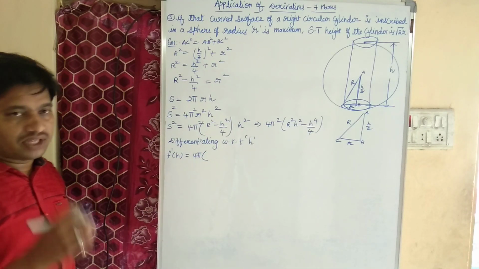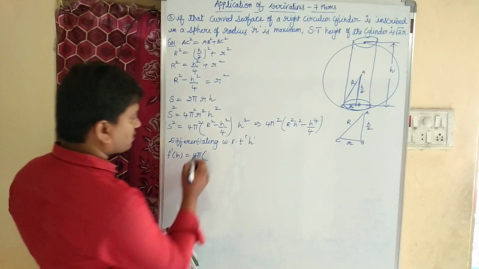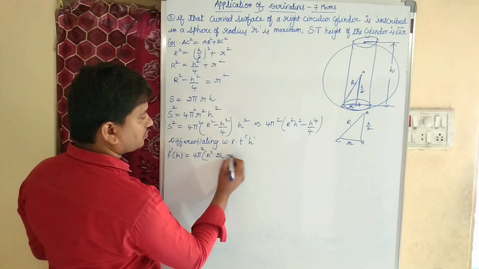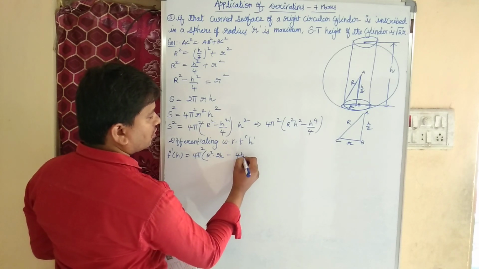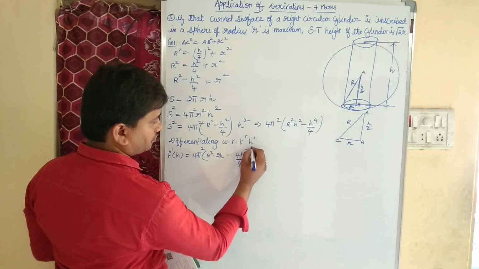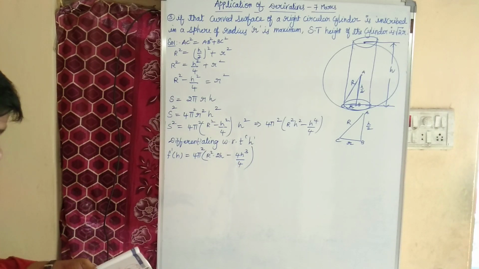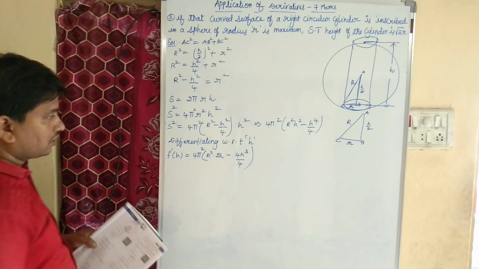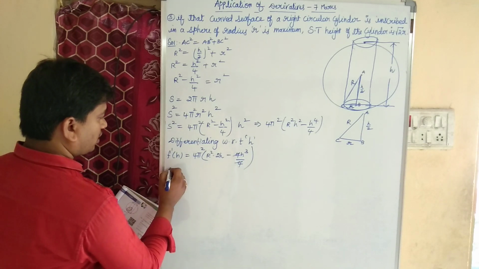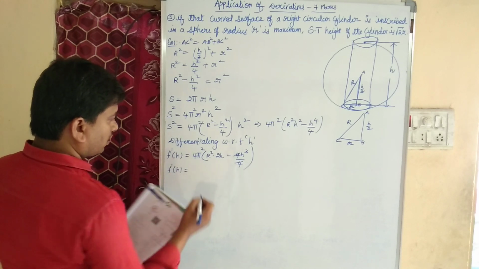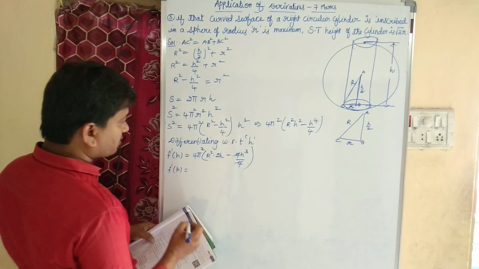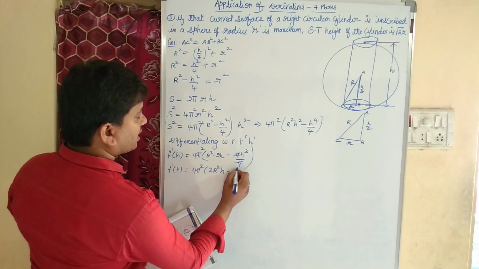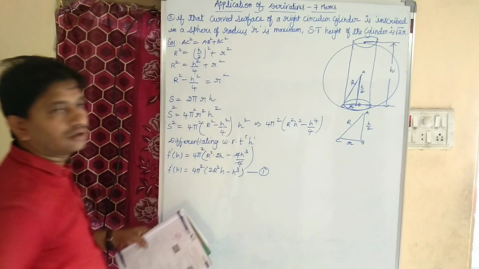Now we are differentiating with respect to h. 4 pi square r square is constant, h square becomes 2h, minus h power 4 becomes 4h cube by 4, right? Now as 4 gets cancelled, f dash of h equals 4 pi square into 2r square h minus h power 3. This is our equation number 1.